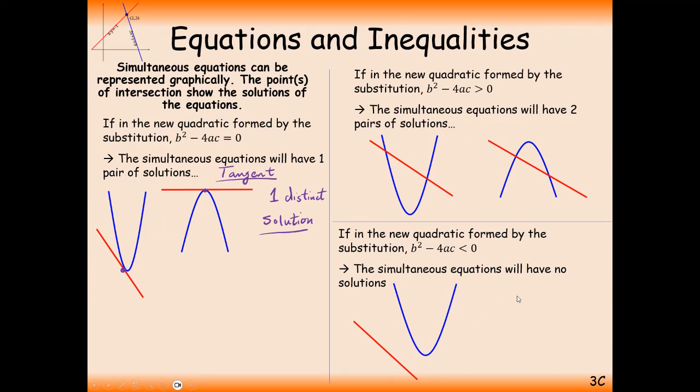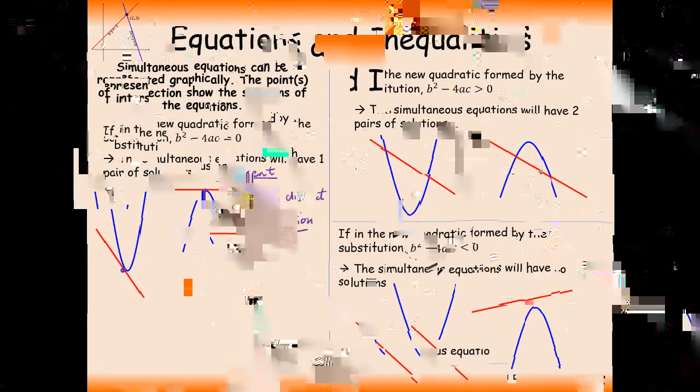The graphs don't intersect. They don't touch each other. So the discriminant is negative. All right. So let's look at an example here.